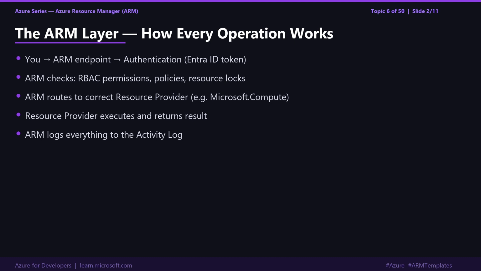ARM also checks resource locks. If someone has placed a delete lock on a resource group, ARM will refuse any delete operations on resources inside it, regardless of your permissions. If all checks pass, ARM routes the request to the appropriate resource provider, for a VM that is Microsoft.Compute. The provider creates the resource and returns the result. ARM logs the entire operation to the activity log, giving you a full audit trail of everything that happened in your subscription.